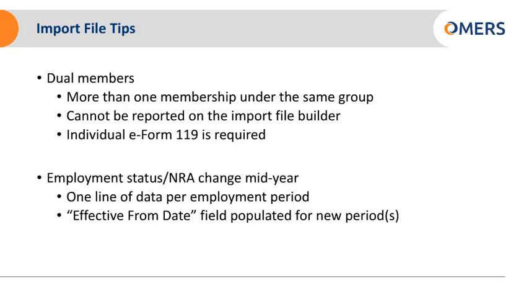Also, for members who have experienced an employment status change, continuous full-time to other than continuous full-time or vice versa, or an NRA change, NRA 60 to 65 or vice versa, you will need to split their eForm 119 data by reporting one line of data for each employment period in the import file builder. This also applies for members who have had an affiliation change mid-year. You will need to populate the effective date for the new employment period. This will create your eForm 119 request and split the data within the request.